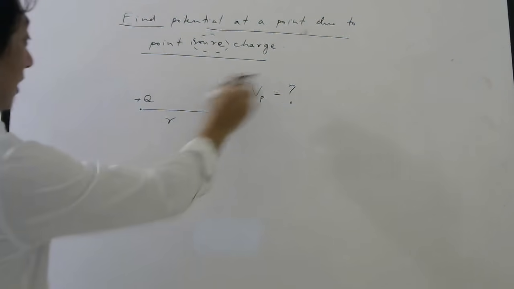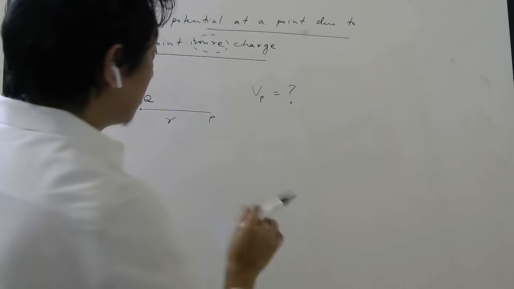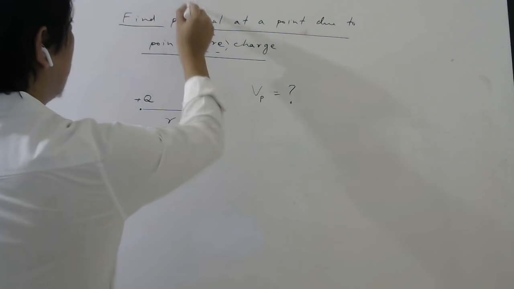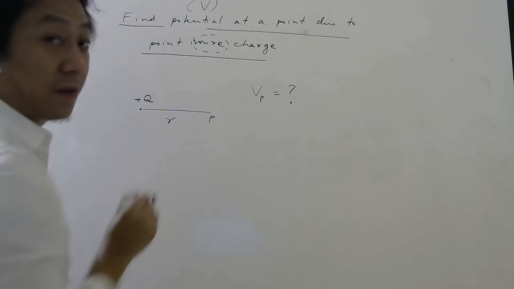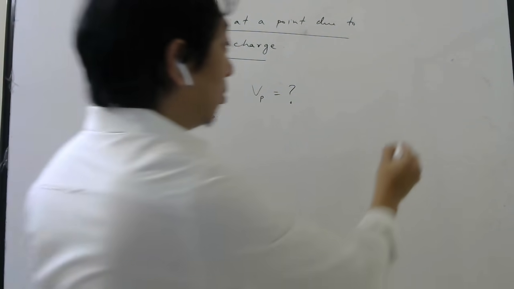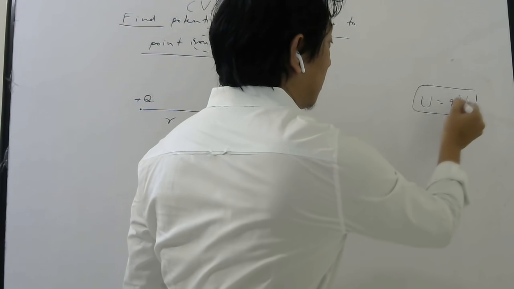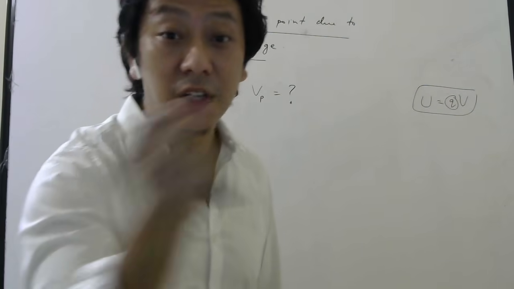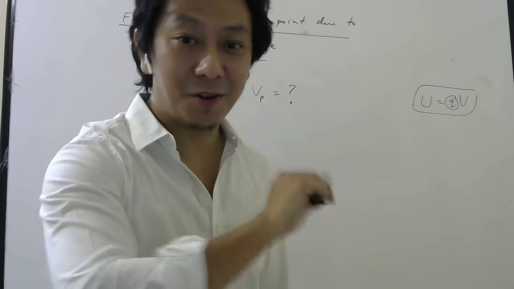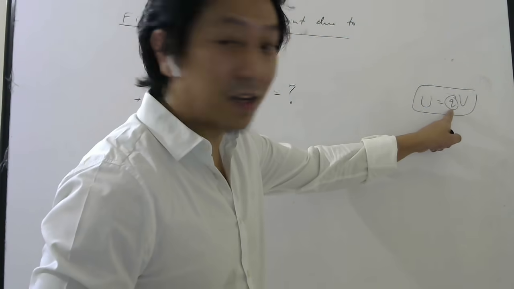So the question is, again let me repeat, here is a point source charge. What is the potential? Symbol for potential is capital V. Don't confuse potential energy and potential. Potential energy is Q times V, and this Q is the charge which you are moving from infinity to that point. This is not the source charge, remember.